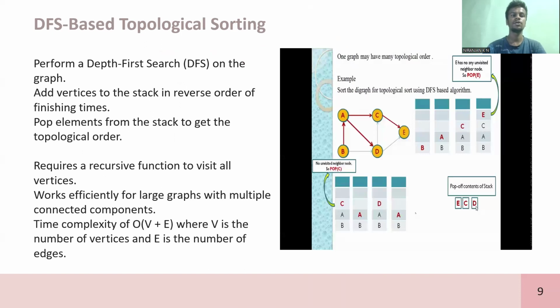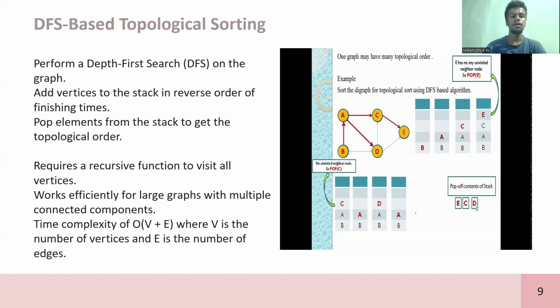So first we move on to DFS based topological sorting. It performs a depth first search on the graph. It adds the vertices to the stack in reverse order of finishing time and pops the elements from the stack to get the topological order. It requires a recursive function to visit all the vertices, and works efficiently for large graphs with multiple connected components.